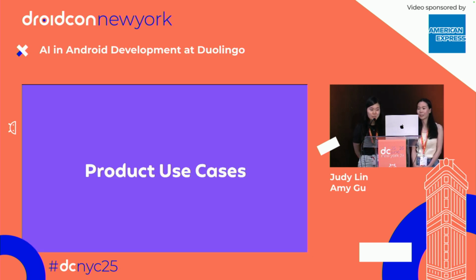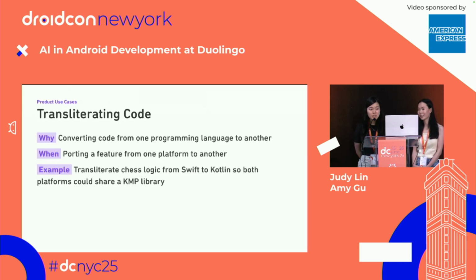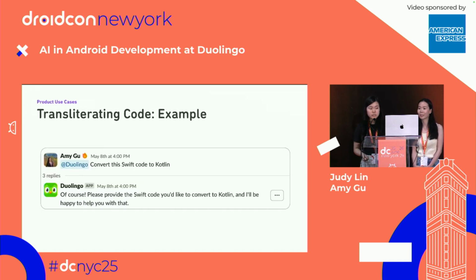So now we'll jump into the fun part, a few examples of how we use AI in product development. So the first use case is a common one, porting a feature from iOS to Android. Now we want to use AI with converting from one language to another, Swift to Kotlin. We recently did this for chess because we already had the chessboard logic implemented on iOS, and it's platform agnostic. So we wanted to put it into a Kotlin multi-platform library and share it between both platforms.